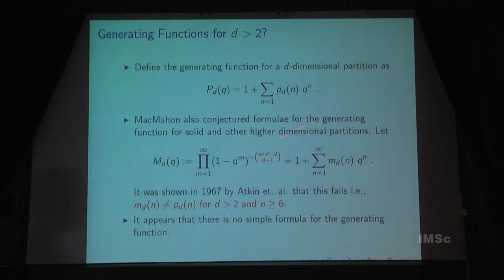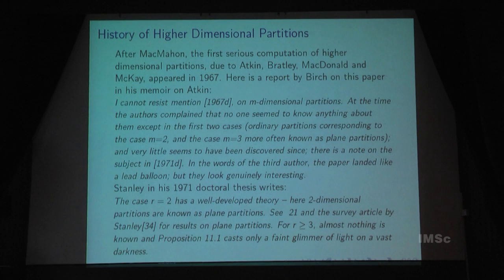Okay, so obviously this works for d equal to 1 and 2, and he conjectured that it holds, but it was shown in 67 by Atkin et al. that it fails. As of today we do not have a simple formula for a generating function, and I think Rajesh will agree with me, we don't believe that there exists one, because if there was one, we would have found it. No, actually there are many other reasons.